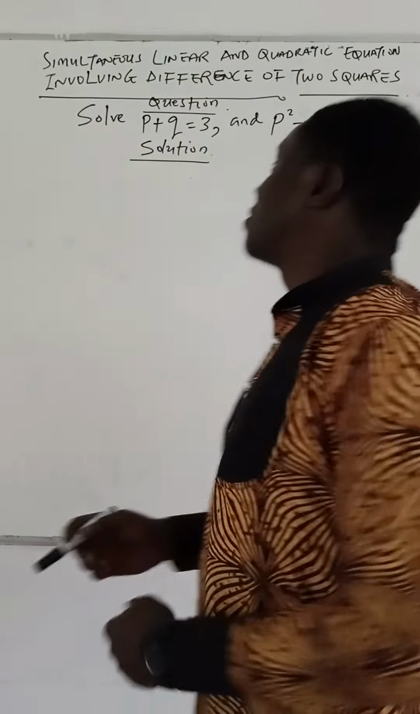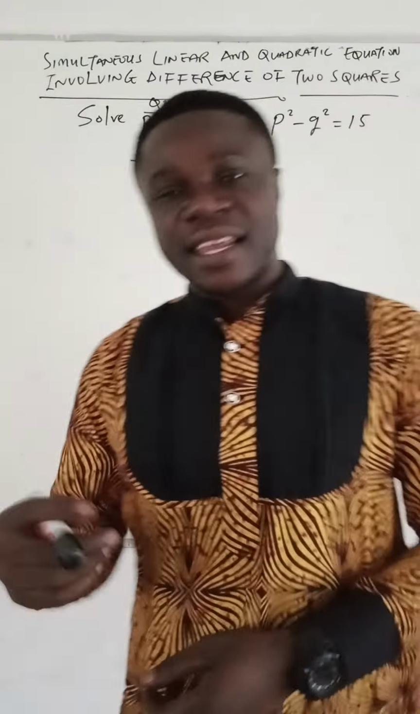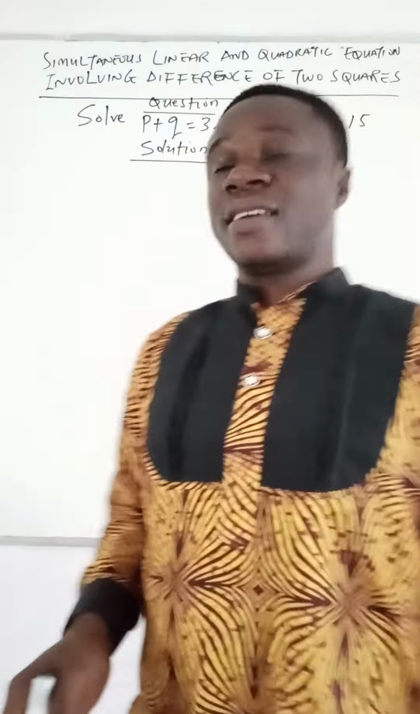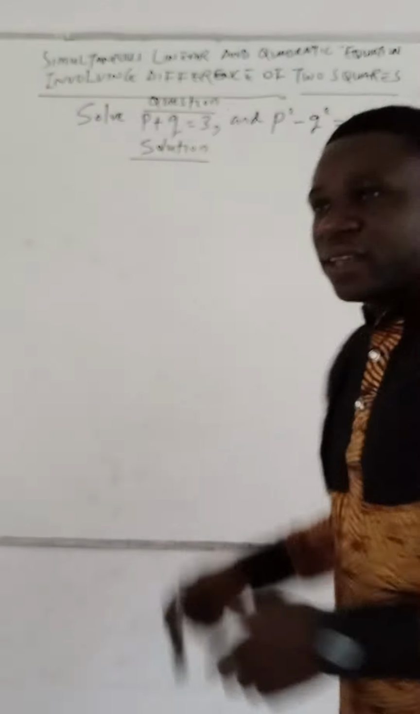You're welcome to this video. In this class, we are going to learn how to solve a system of simultaneous equations where one of the equations is linear and the other quadratic, and involves the difference of two squares. So let's see how we can approach this problem.